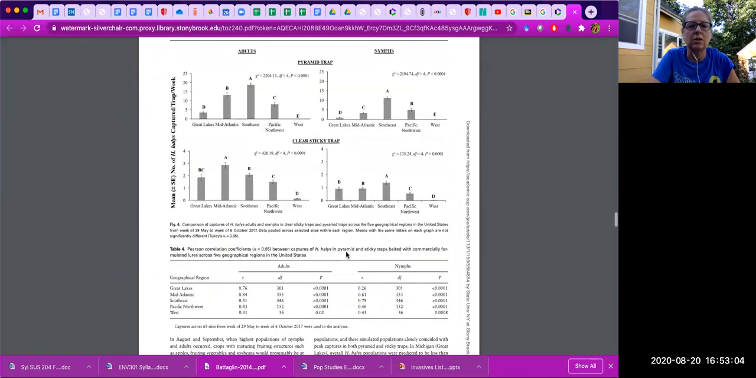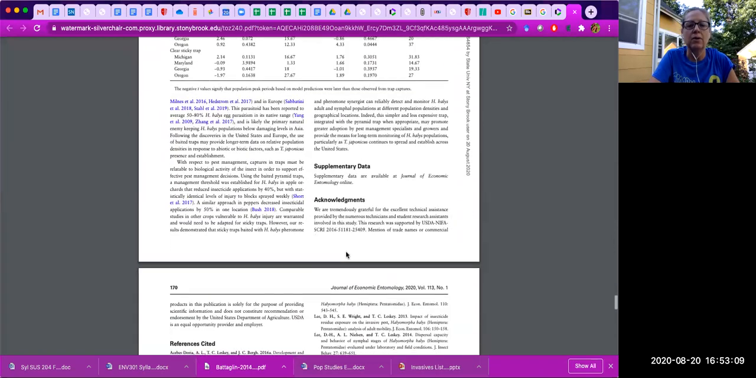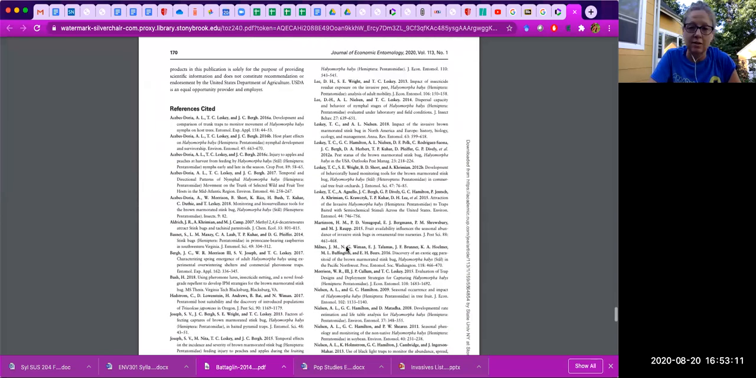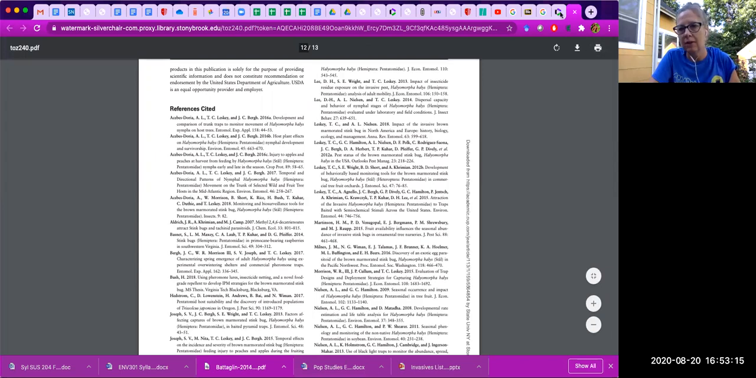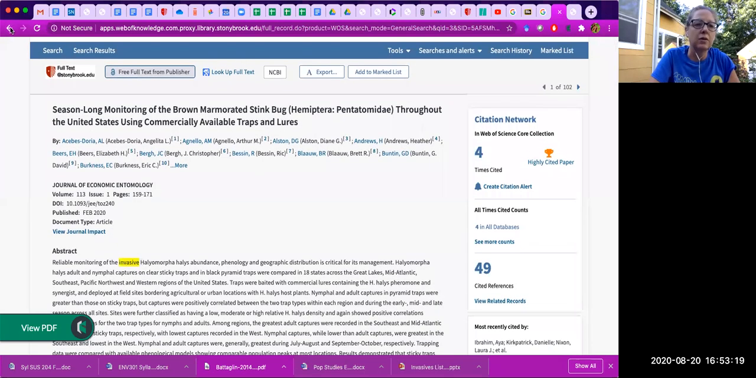I can read it. And now after I've read this paper, I know more about stink bugs than anybody else, because who the hell knows anything about stink bugs? Okay, you guys do. You guys are stink bug experts. I just don't know. Okay, let's go back and find some more papers.